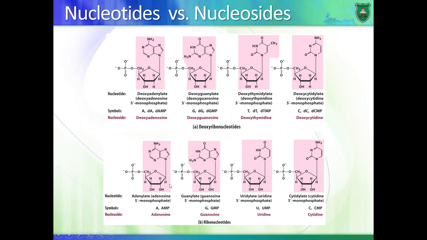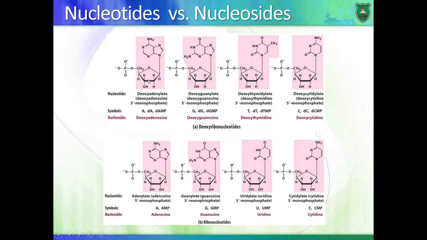Notice here that the sugar is a ribose, not a deoxyribose. So as you can imagine, these nucleotides exist in RNA, not DNA. Now, we can use symbols for each one of them. For adenylate, we can simply say A or AMP, G, U, and C for cytidine monophosphate.